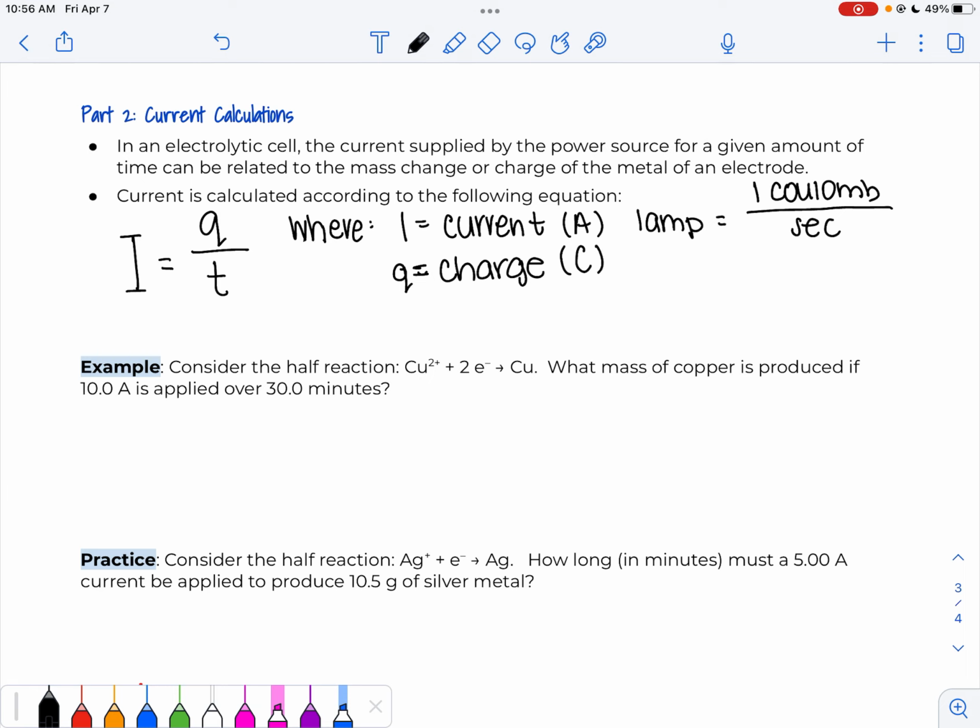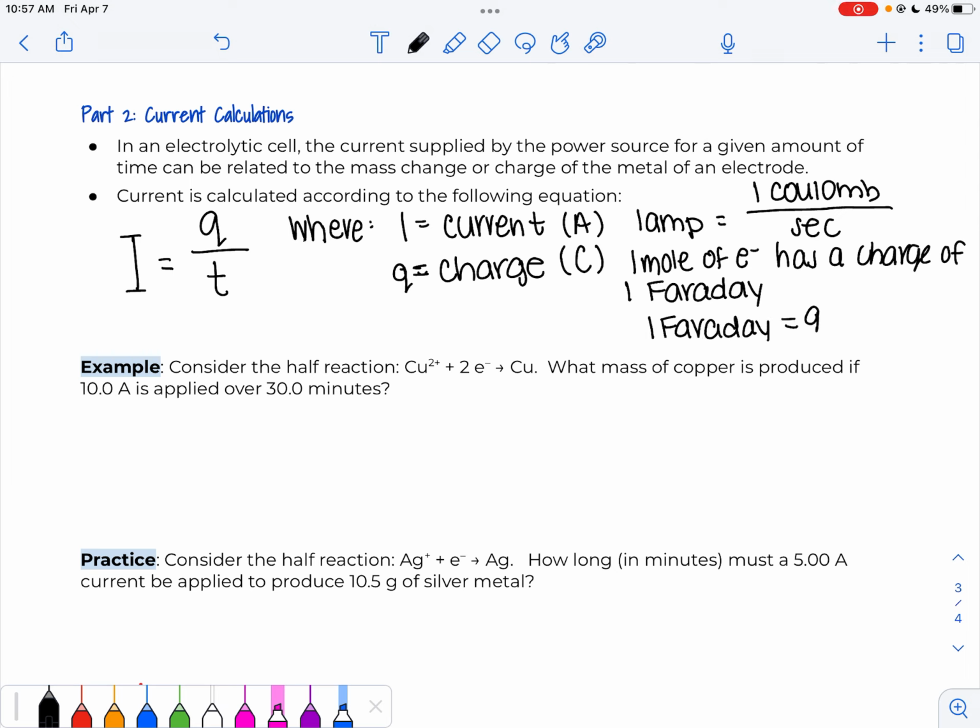So what you need to know is that one mole of electrons has a charge of one Faraday. That's another unit. And what we need to know is that one Faraday is equal to 96485 coulombs. This you do not need to have memorized. It is on your constant sheet for AP.